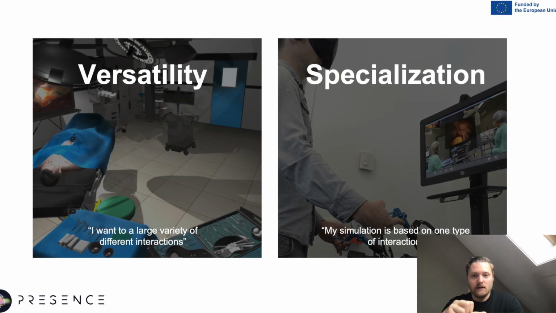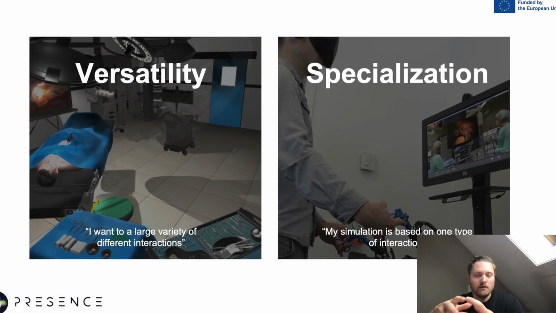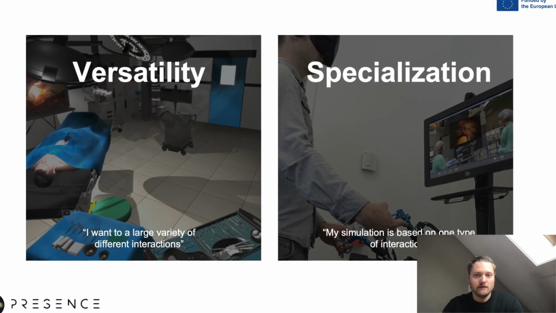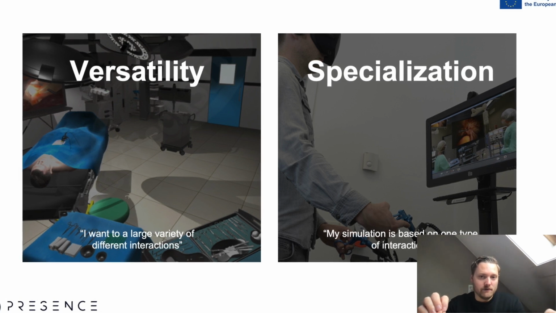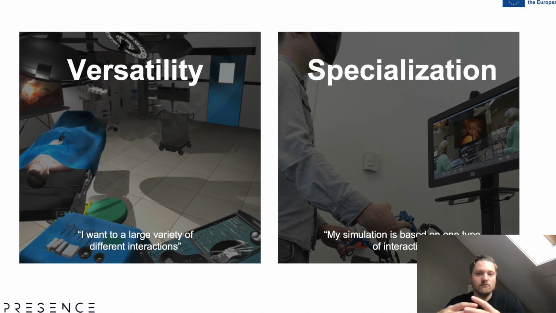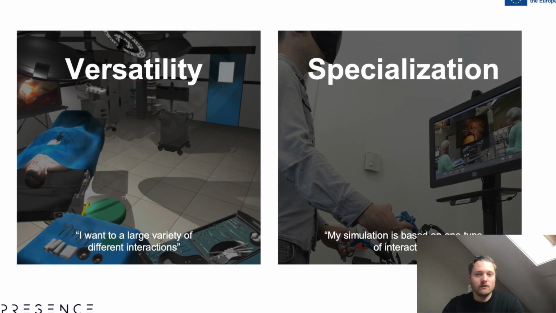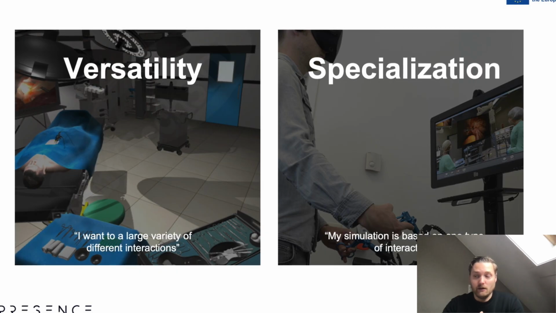And obviously, if you go to a more specialized interaction, you can really focus on that particular interaction, on that particular haptic feeling. So you can make things way more realistic than when you're looking at a versatile situation where there's a lot of different interactions, because then you need to find the common ground between those interactions. And then it gets more difficult to build for realism. So that's a concept I would like you to understand before actually starting.